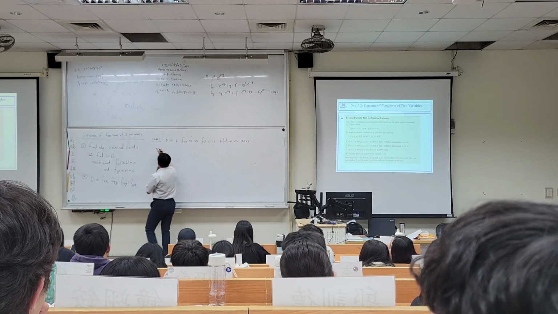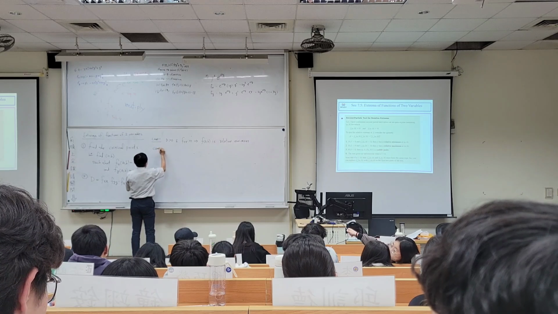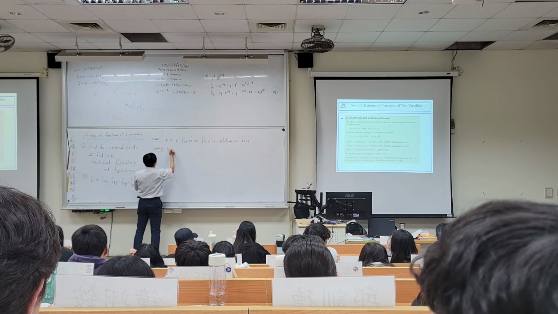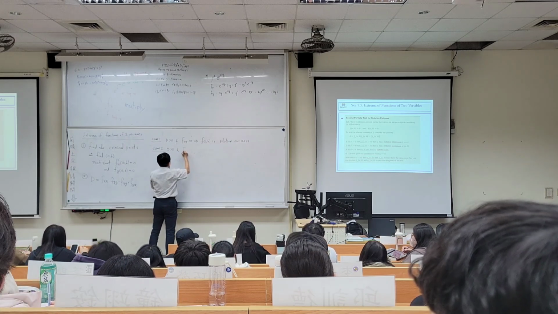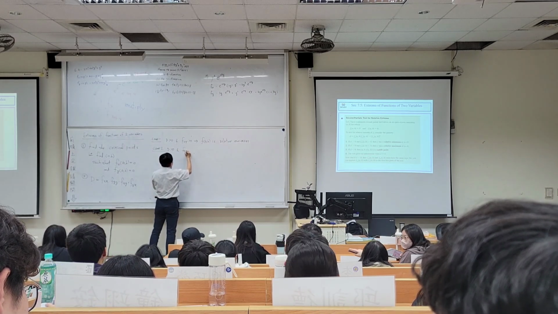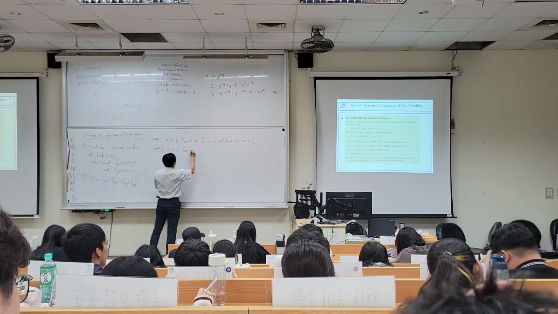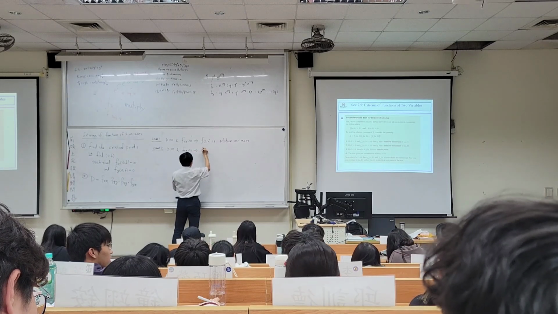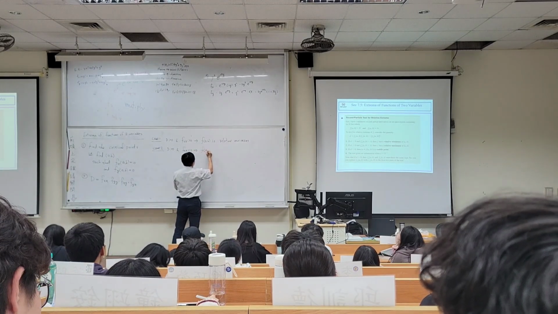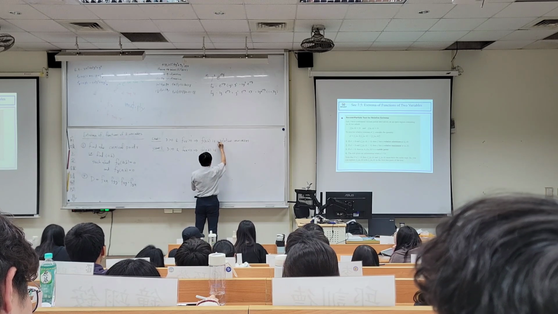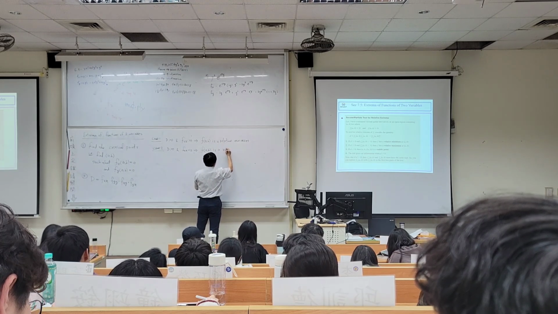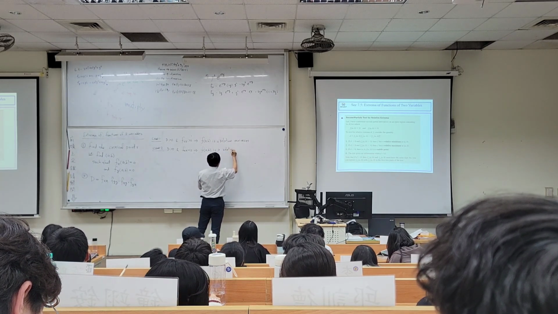Case 2, D is positive and the second-order partial derivative f sub xx is negative. This implies f(a,b) is a relative maximum.